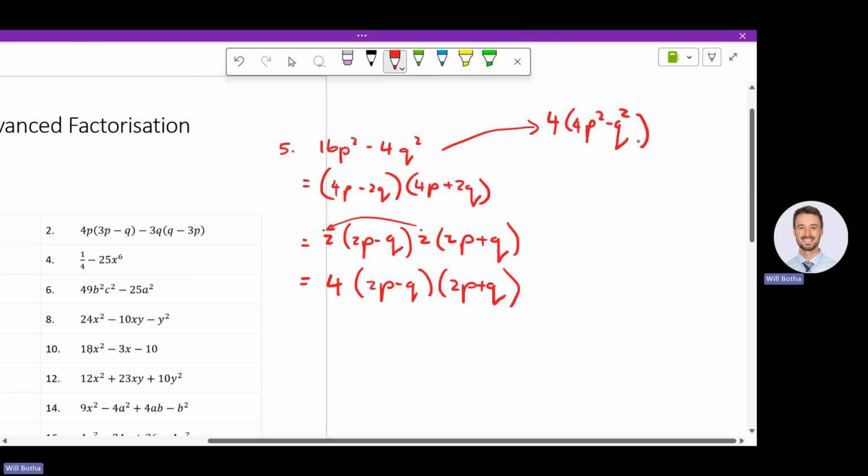Okay, the question will look like this. And then I can factorize this difference of squares.